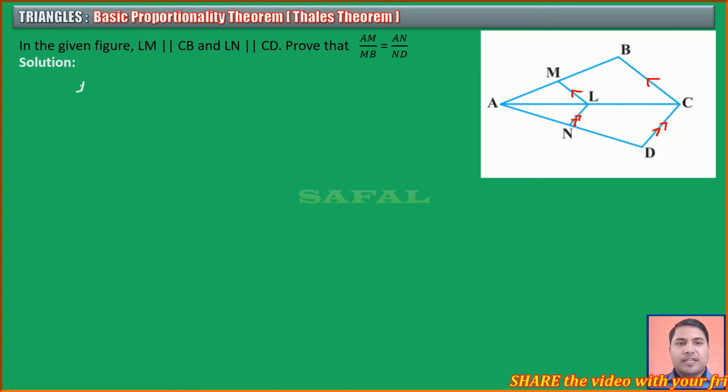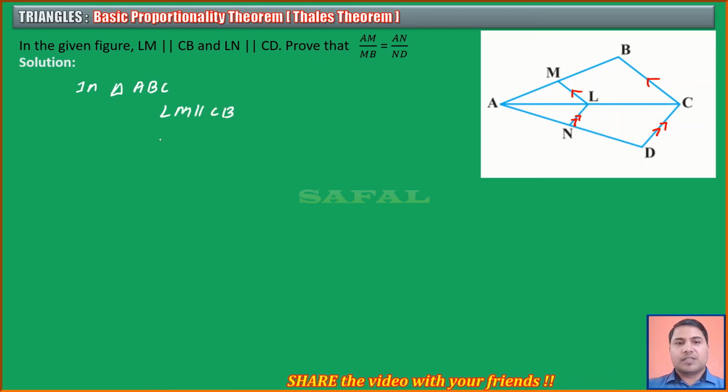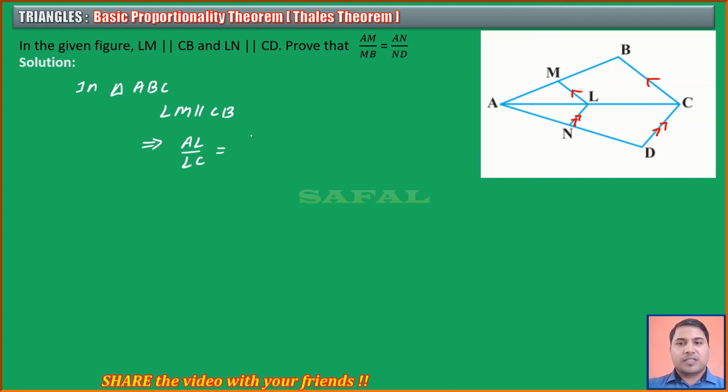So in triangle ABC, now what is given? LM parallel CB is given. So this implies by BPT, so LM is parallel to BC. So this means AL by LC should be same as AM by MB, correct? So this I am going to call as first equation.